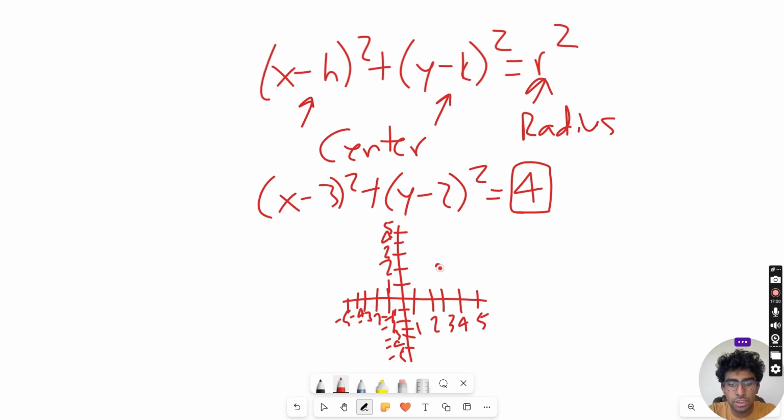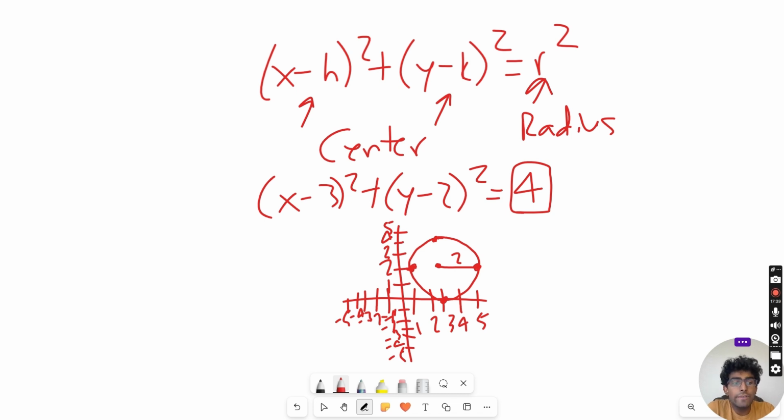So 2 to the right of 3, comma 2 is 5, comma 2. 2 to the left of 3, comma 2 is 1, comma 2. 2 above 3, comma 2 is 3, comma 4. And then 2 below 3, comma 2 is 3, comma 0. So now we're just going to connect it in the best way that we can. It's not 100% a circle, but I promise you guys, that's how you do it. That would be a circle. And it makes sense since our radius would be 2 in either direction. So that would be how you'd be able to graph a circle.